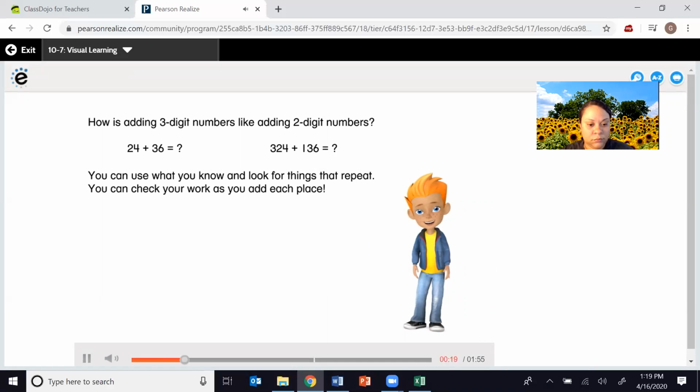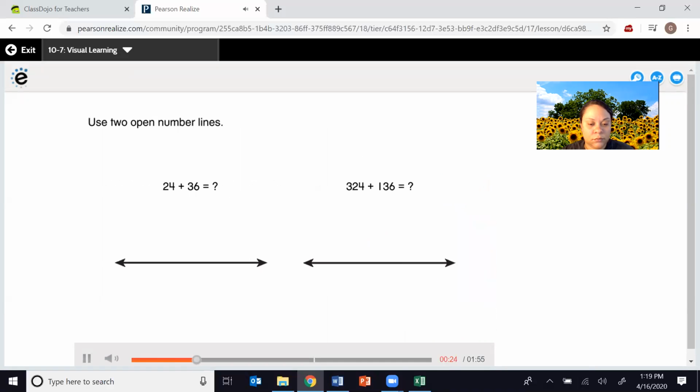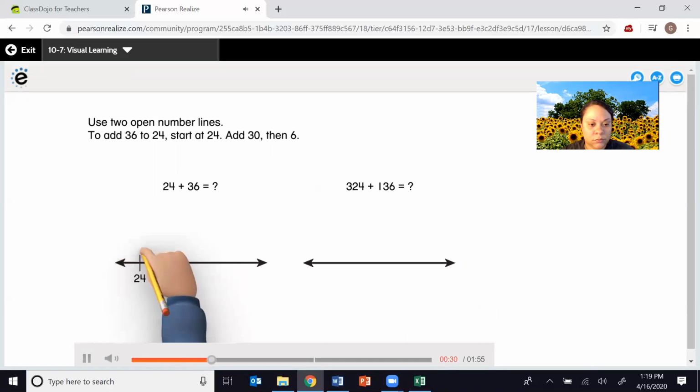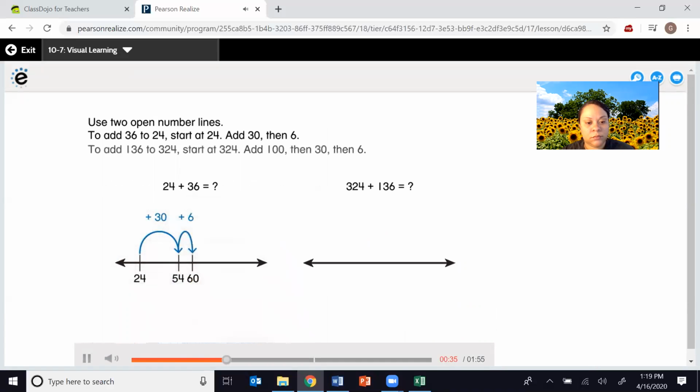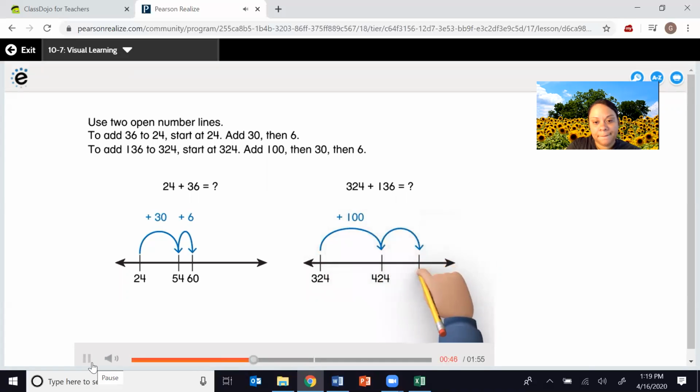You can check your work as you add these lists. So 46 plus 24, start at 24. 136 plus 324, start at 324. So notice that they still did the same thing. They did their hops starting with the biggest place value and got to their answer.